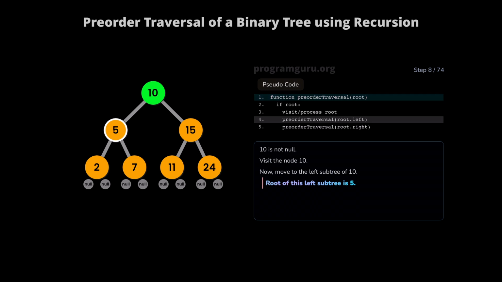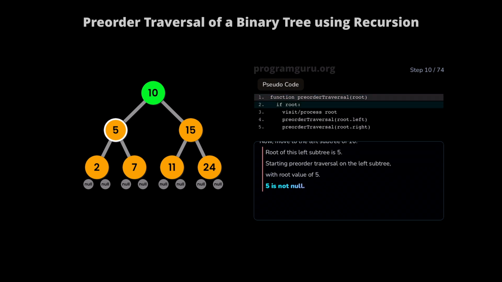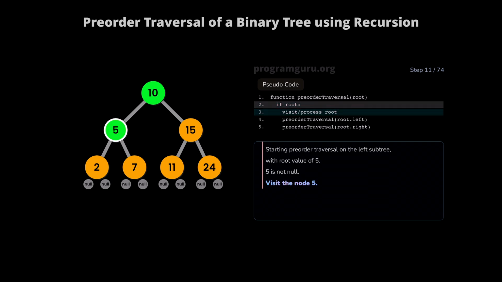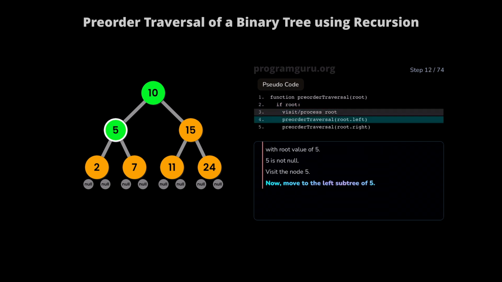Root of this left subtree is 5. Starting preorder traversal on the left subtree with root value of 5. 5 is not null. Visit the node 5. Now move to the left subtree of 5.